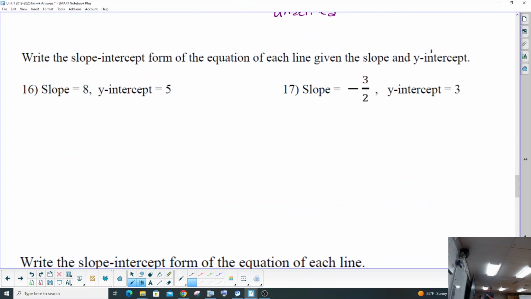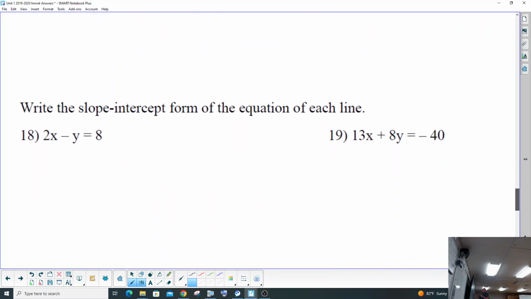Okay, so write the slope-intercept formula of the equation given the slope and y-intercept. This is too easy. I'm not gonna do that for you. Come on, son. Do you remember? y equals mx plus b, where the slope is your m, and the y-intercept is your b value. It is that easy. y equals 8x plus 5.